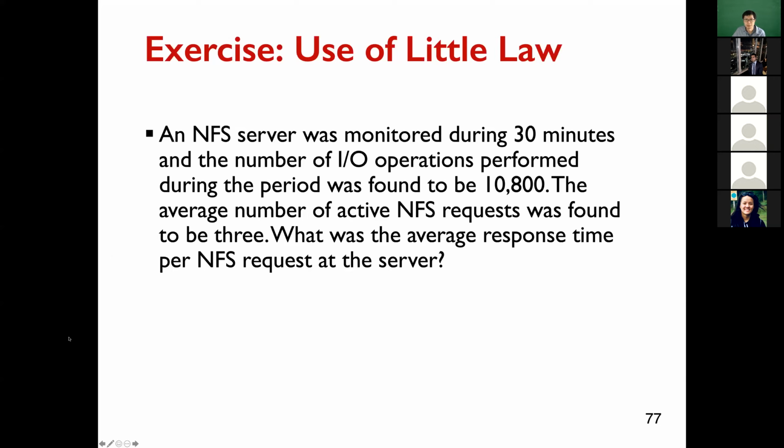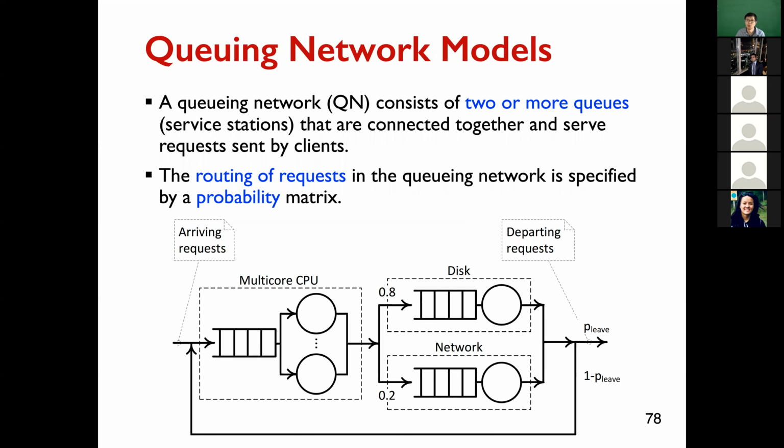So we have some exercises about how to calculate performance metrics based on the workload intensity and the service requirements. That is for one queue. We didn't touch queuing network models yet. So what is actually a queuing network model, or QNM? It is in fact a network of queues: two or more queues connected together. A QN consists of two or more queues that are connected together and serve requests sent by clients.